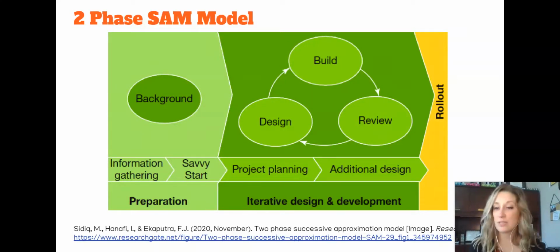So what are our resources? Gather all the relevant resources we might need for this relevant topic or this training that we're going to be facilitating. And then you go engage in that savvy start.